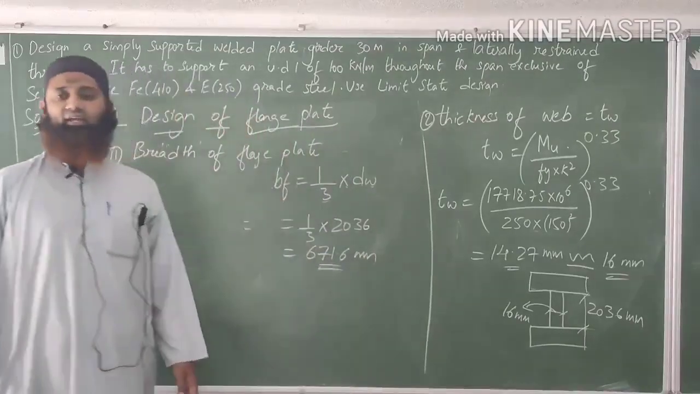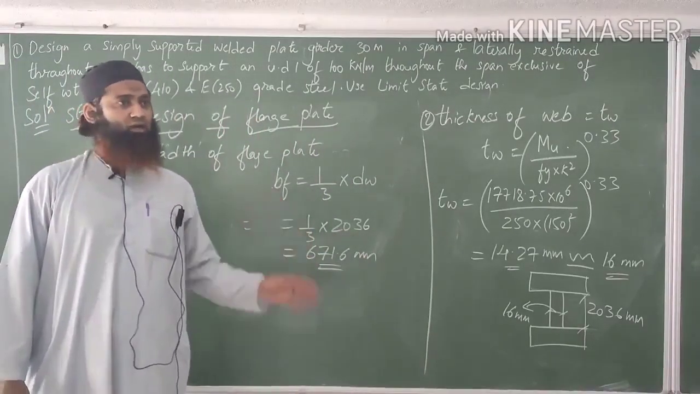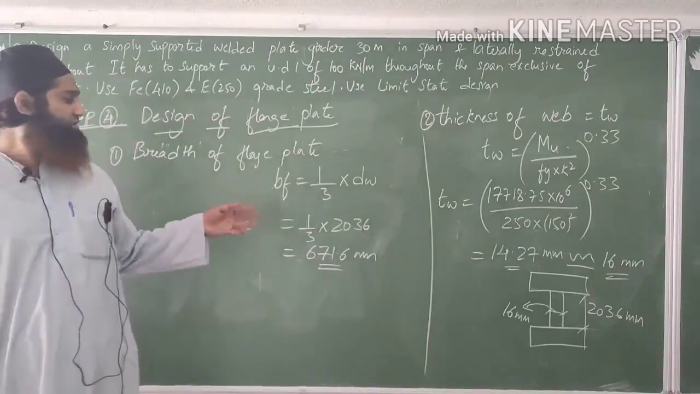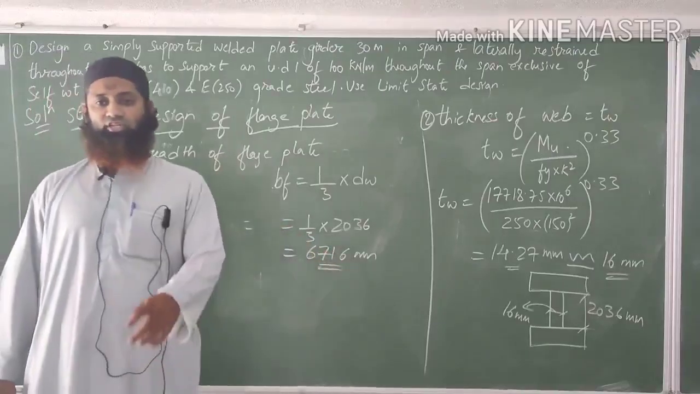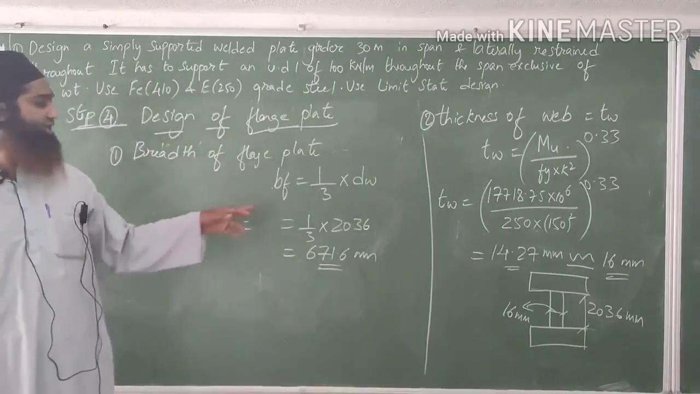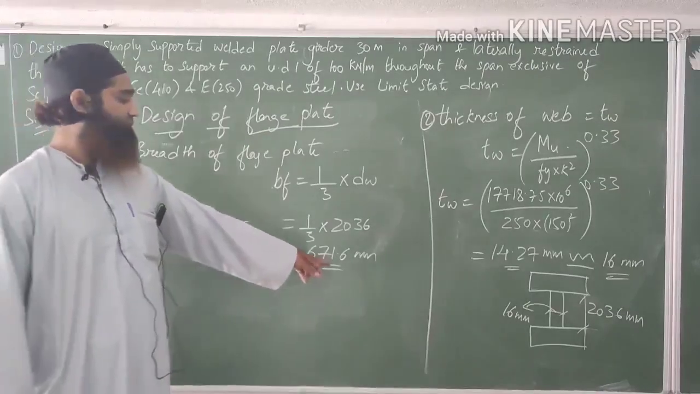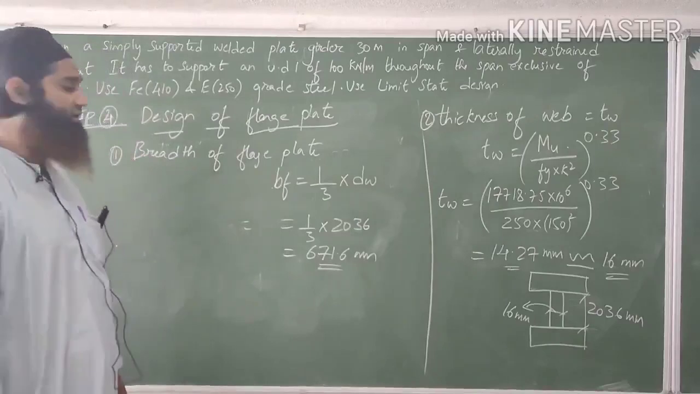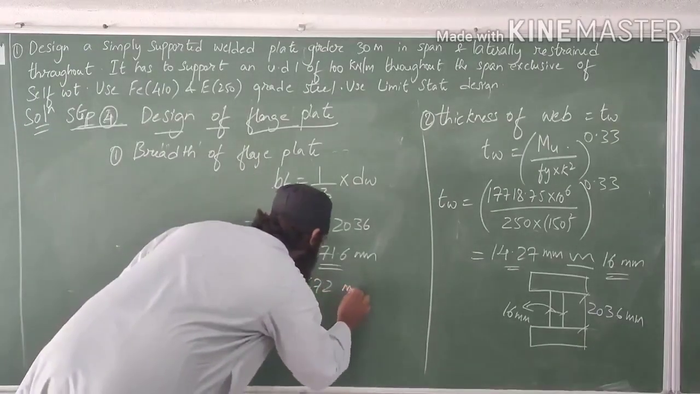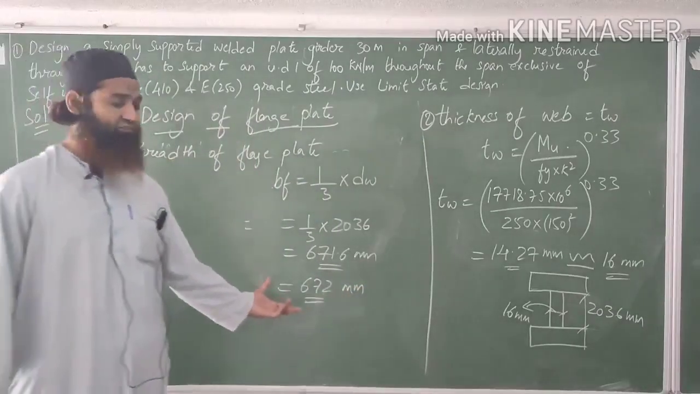You can just check it here, 671.6. I'll just equal it to the value. You can see here BF is 1/3 of 2036. You can just see this step here. Okay, you must have understood till here, 1/3 of 2036. So this is the value of 671.6. I'll just round it to 672 mm. So this is the breadth of flange that I have got.